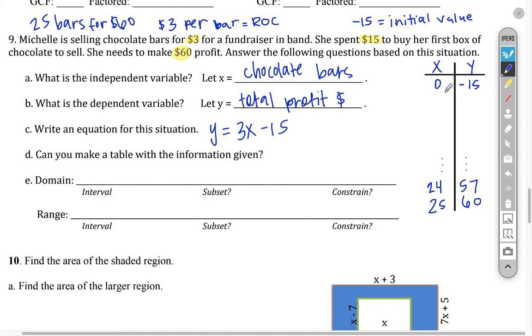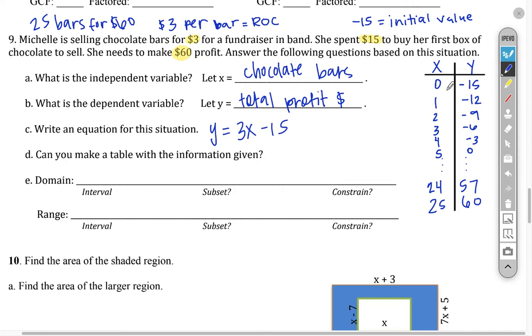So now we can fill out the rest of our chart. At 1 bar, she goes from negative 15 and she raises $3. So she's still in debt, but not as bad as she was. At 2 bars, she's still in debt, but not as bad as she was. Remember, we're adding 3. Each bar is $3. At 3 bars, she is at negative 6. We're going to go until she's at 0. At 4 bars, she's at negative 3. And then at 5 bars, she's finally broken even, and she's got no profit, but she's also not in debt.